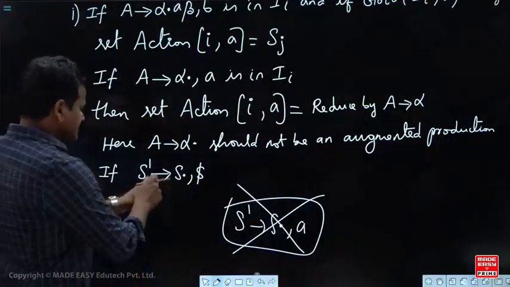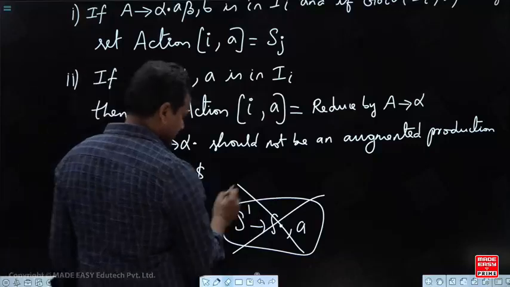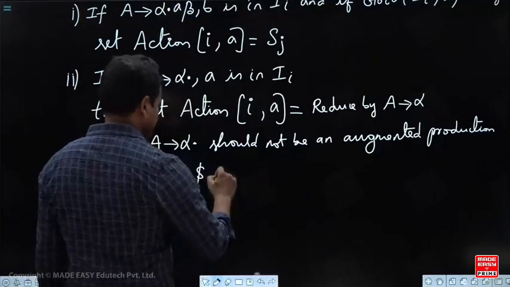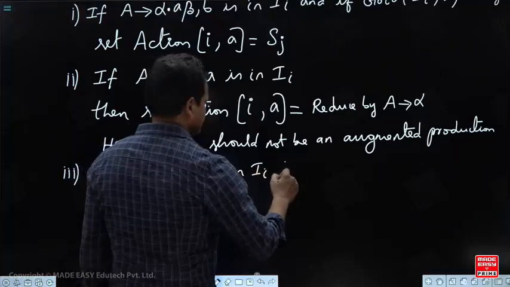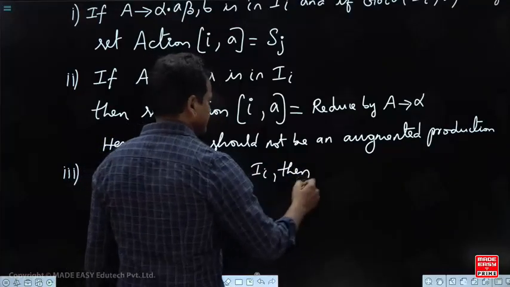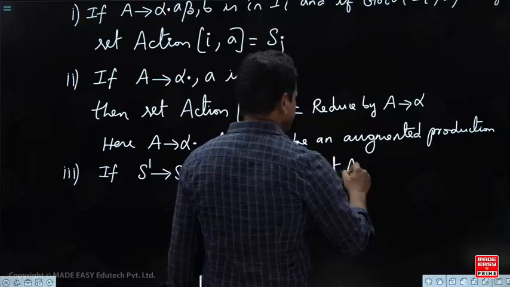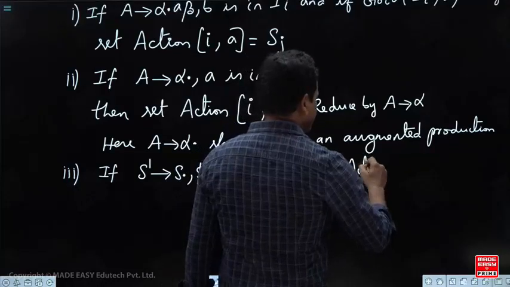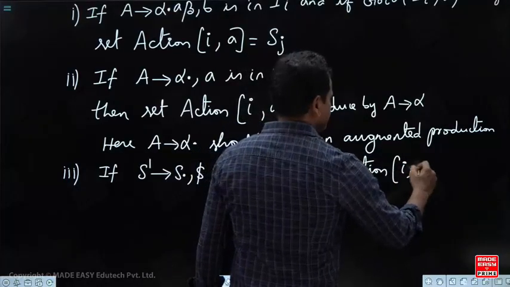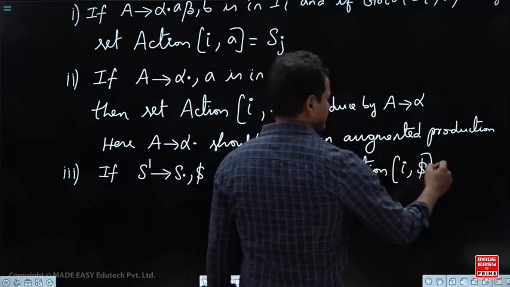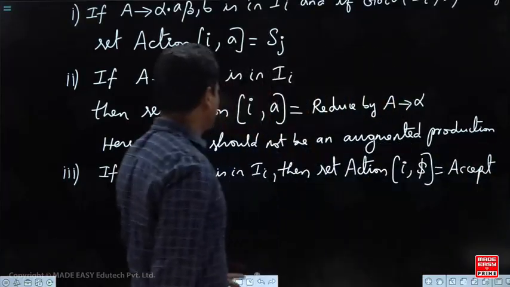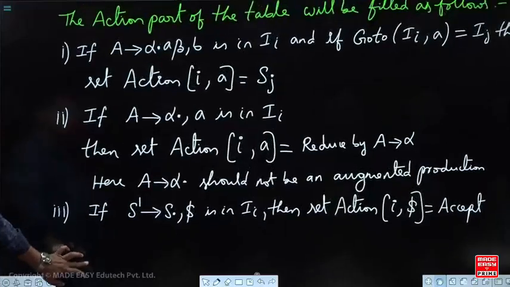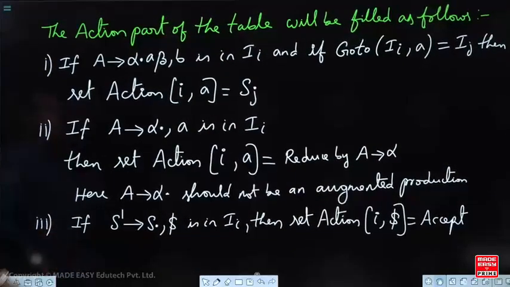So if S dash derives S dot comma dollar is in Ii, then set action of Ii: ith row, dollar column fixed. Just write accept. That's it, guys. Only 3 rules and easy rules. Okay. This is the action part. So copy. Make it fast.